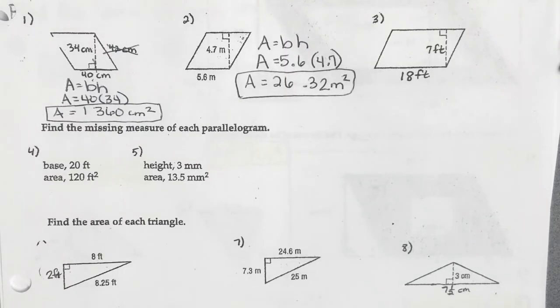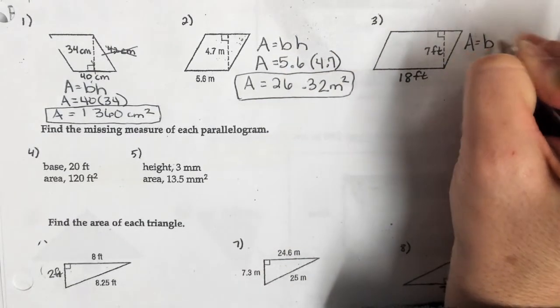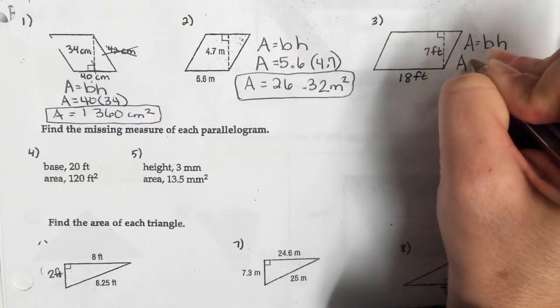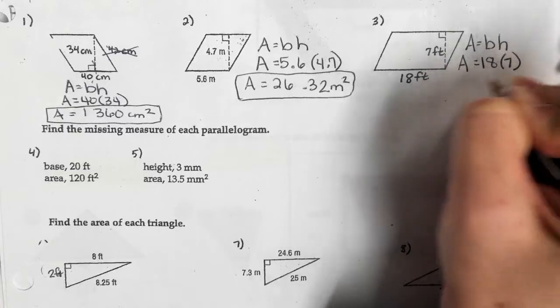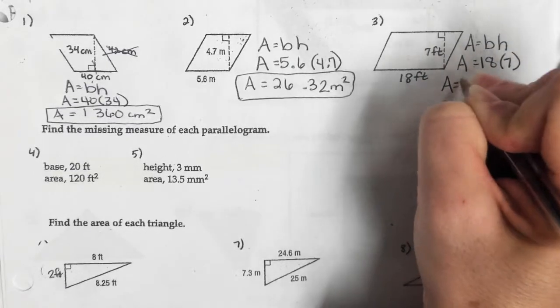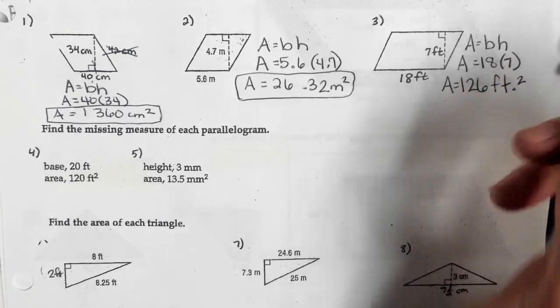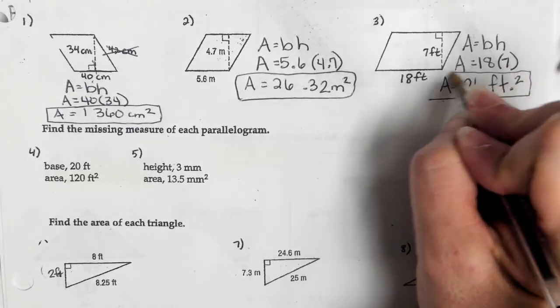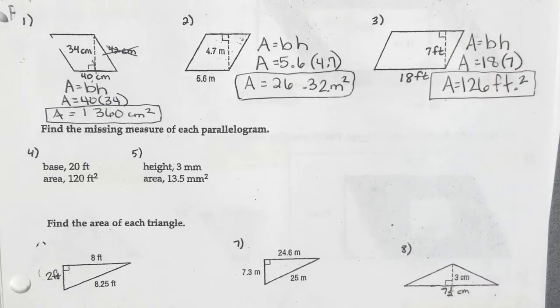Okay, we're on number 3 now. Same shape, parallelogram, base times height. Base is 18, height is 7. So I got 126 feet squared. So those are just basic parallelograms. Got to know the formula. Good so far?